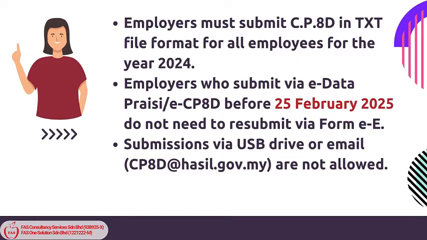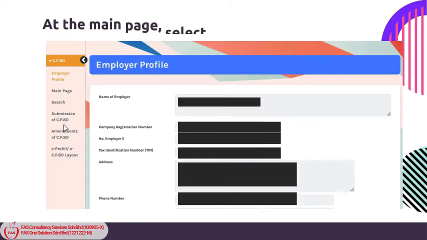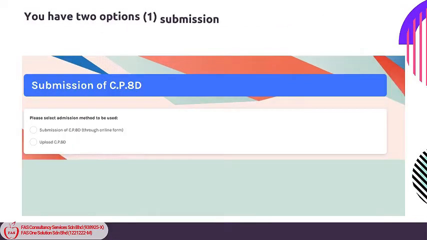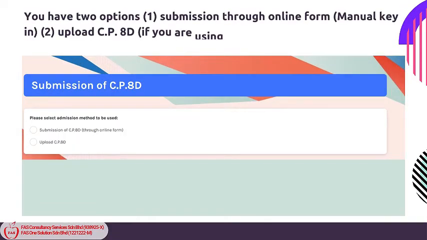Submissions via USB drive or email to cp8d@hasil.gov.my are not allowed. At the main page, select Submission of CP8D. You have two options. 1. Submission through online form, manual key-in. 2. Upload CP8D if you are using a payroll system.